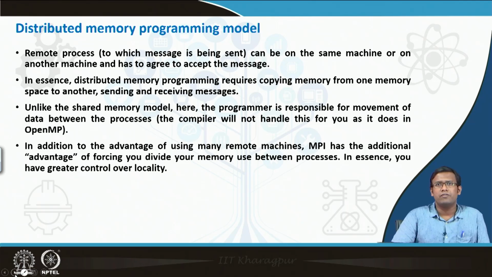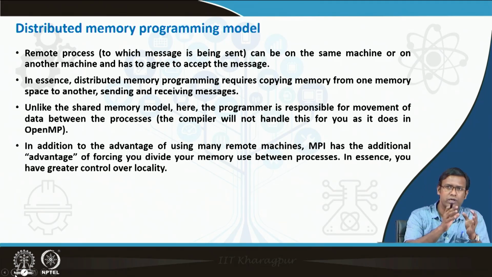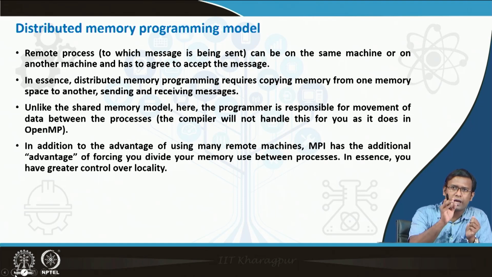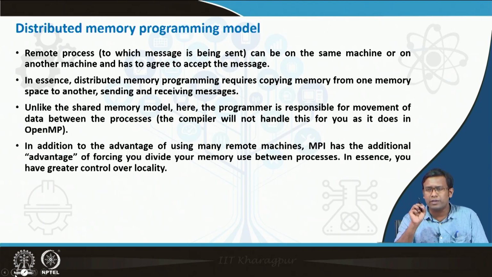In addition to the advantage of using many remote machines, MPI has another advantage: it forces you to divide the memory between processes. So, instead of using a large piece of memory, the main problem is broken down into small memory units, and each process is attached to one of the memory units. The help is that each process is now working on a localized part of data.